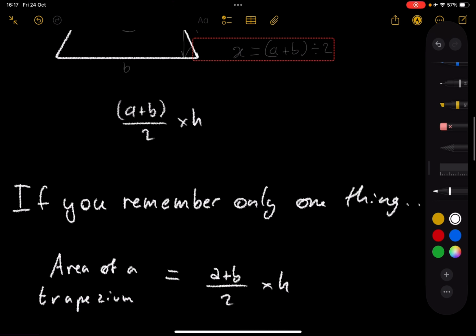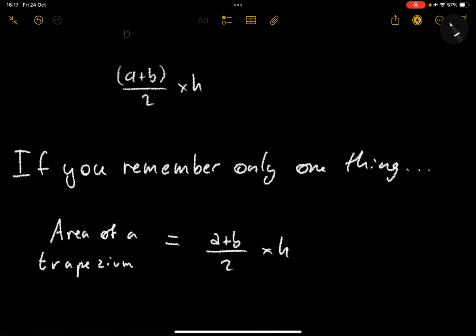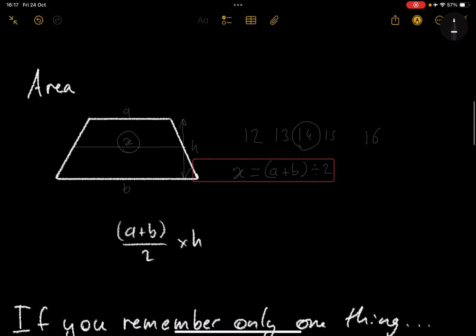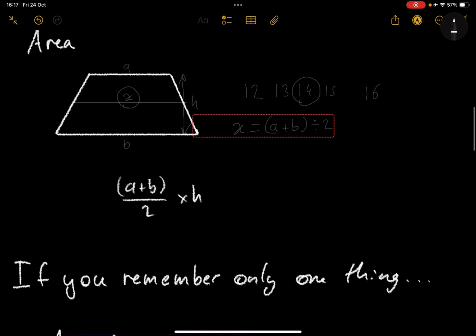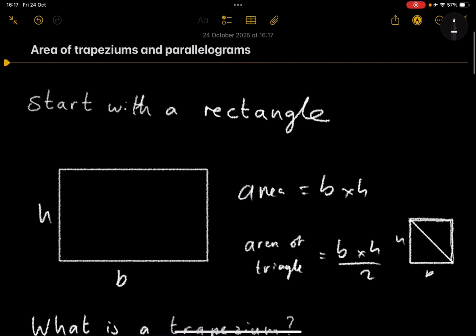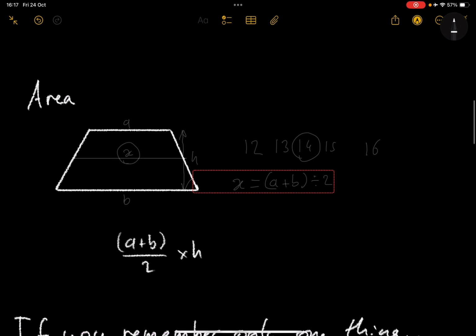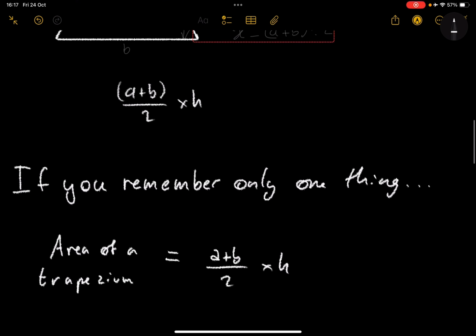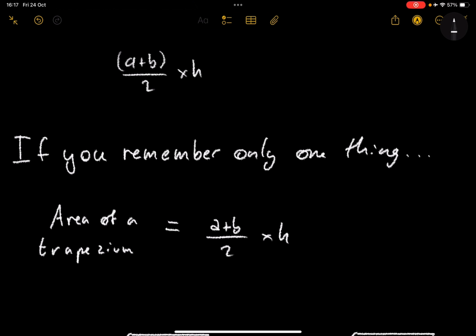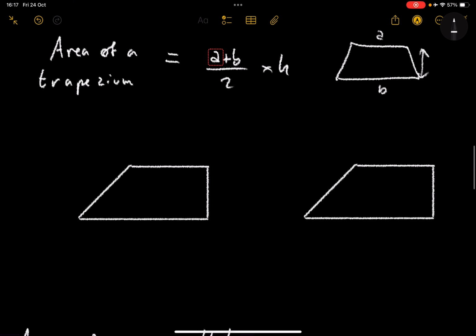So if you remember only one thing, I keep saying parallelogram, I mean trapezium. These are trapeziums. If I said parallelogram anytime apart from the very beginning, I'm sorry, please excuse me, I meant trapeziums. That's what we're talking about here. Anyway, if you remember only one thing, area of a trapezium is A plus B divided by 2 times H. That is the top part plus the bottom part, divided by 2 and multiplied by the height. So we'll do a worked example in this case.